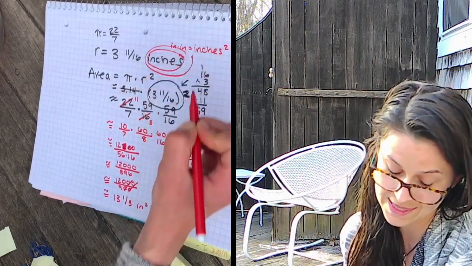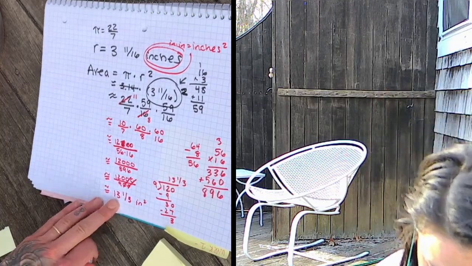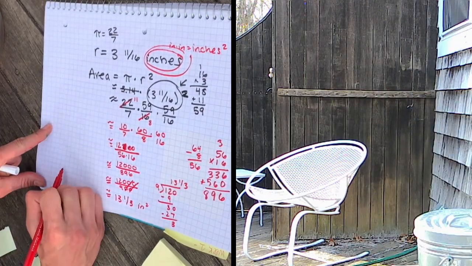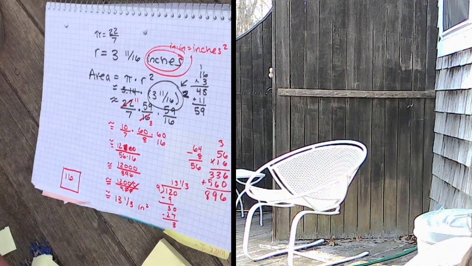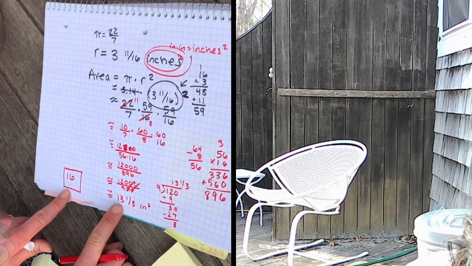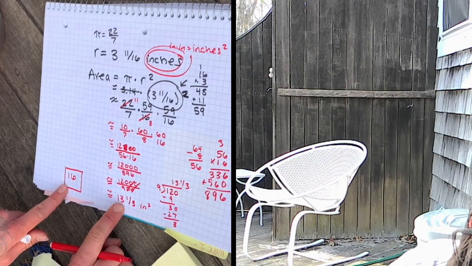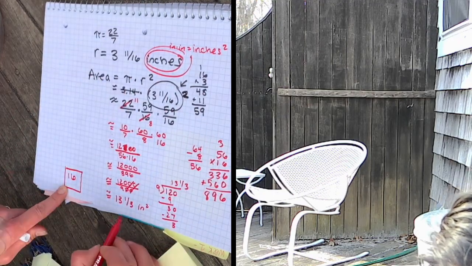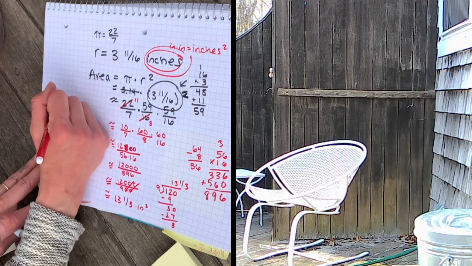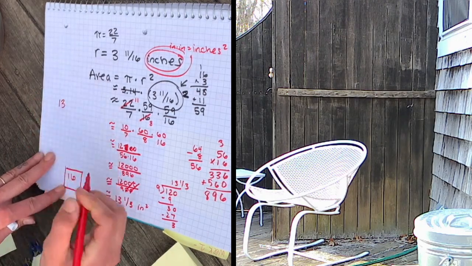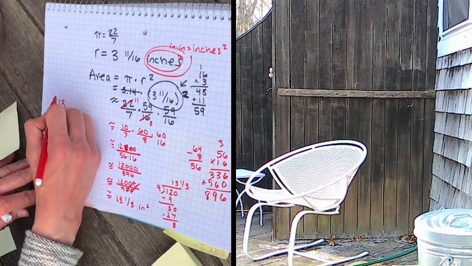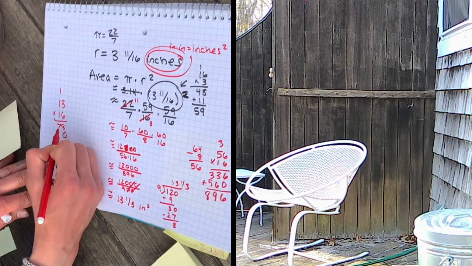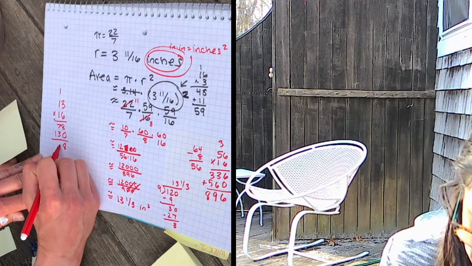Okay, so what is that in little squares? Well, 1 square inch is 16 little squares. So I can figure out how many little squares the area of the Pyrex bowl is by multiplying 13 1/3 by 16. So 13 times 16, carry the 1, 7, placeholder 0, 3, 1, 8, 208.